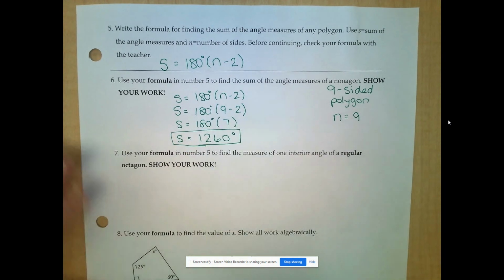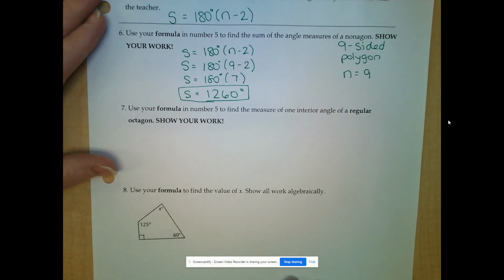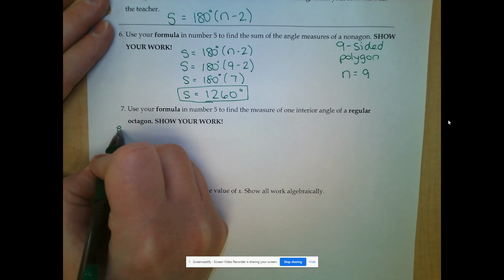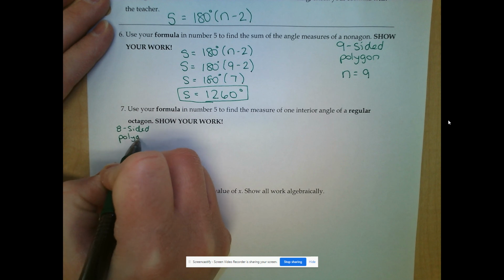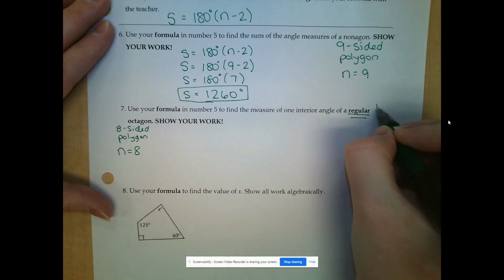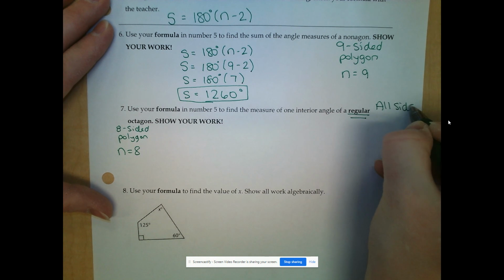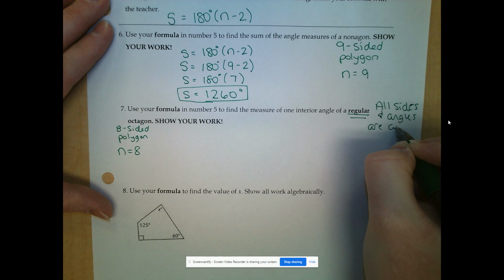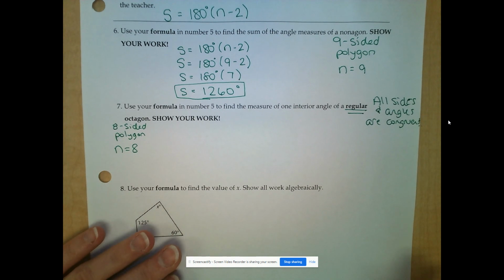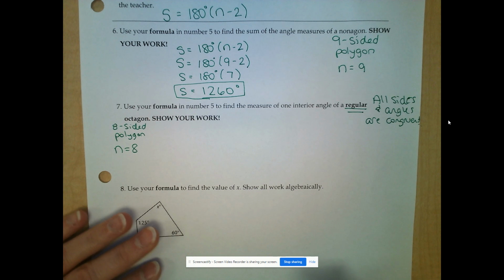And there we go. Use your formula in number 5 to find the measure of one interior angle if it's a regular octagon. First of all, an octagon is an 8-sided polygon, which means n equals 8. It also says that it's regular. Regular means that all sides and angles are congruent. So if we know how many degrees are in the whole shape, we can then divide by 8 to find out how many degrees are in just one angle.